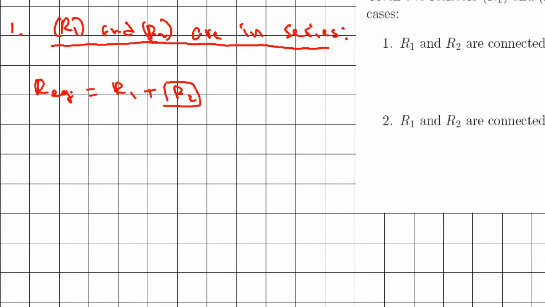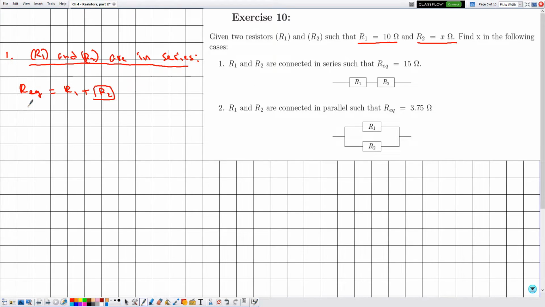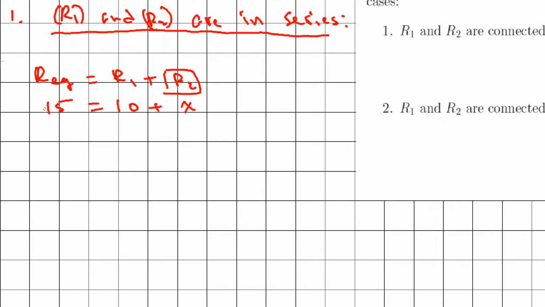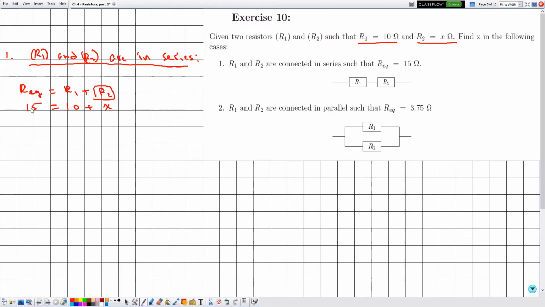So what's the type of this equation? This is a linear equation with one unknown. The value of R equivalent in the SI is 15, the value of R1 is 10, and the value of R2 is represented by X. So how do you solve this equation? We place X on one side and all the other numbers on the other side. Then X in this case is given by 15 minus 10, which is equal to 5.